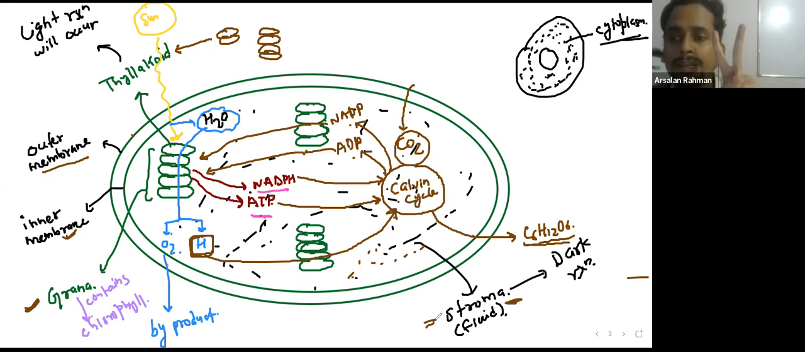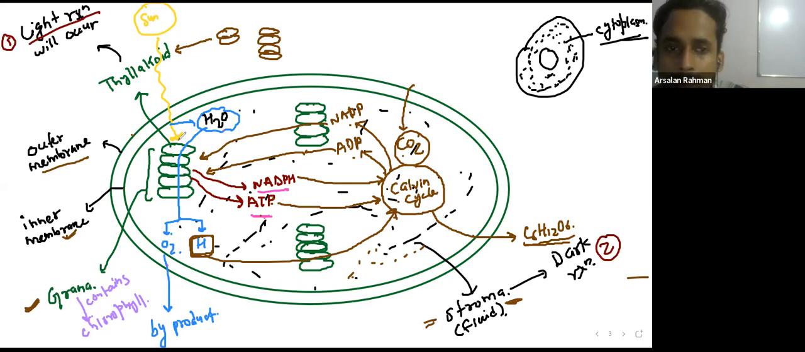How many types of reactions are happening? Two types. First one is light reaction. It occurs in the presence of light. And the second reaction is dark reaction. It can occur without light.